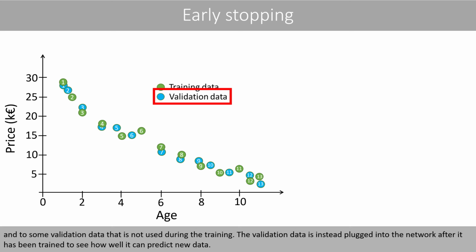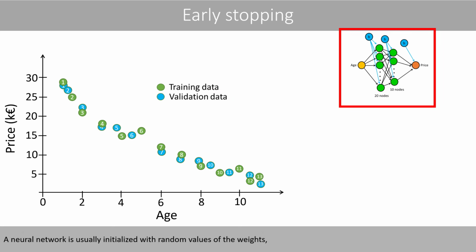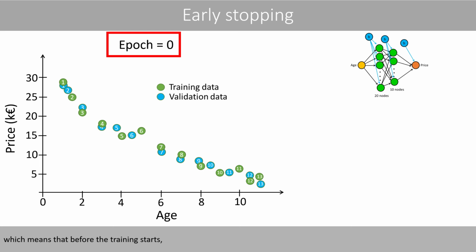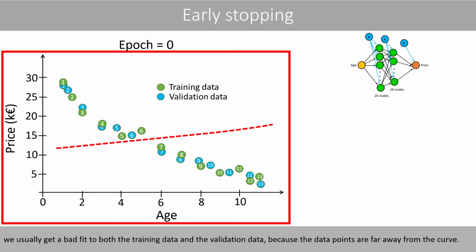The validation data is instead plugged into the network after it has been trained to see how well it can predict new data. A neural network is usually initialized with random values of the weights, which means that before the training starts, we usually get a bad fit to both the training data and the validation data because the data points are far away from the curve.